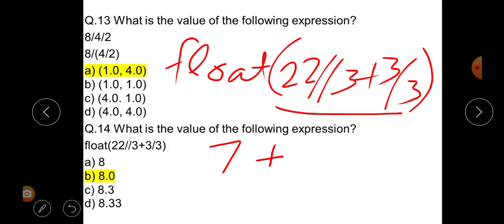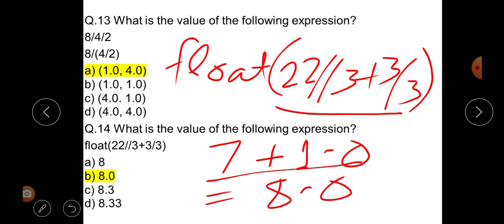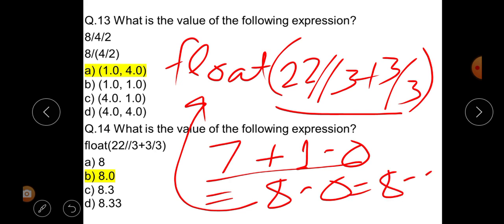Then 3 slash 3, the answer will be 1.0. Always remember that the division operator always returns a float value. So 3 divided by 3 simply returns 1.0, and 7 plus 1.0 is equal to 8.0. And when 8.0 is converted to float, it is still 8.0, so no change, because it is already a float value. So our answer is 8.0. It means B is the correct answer.